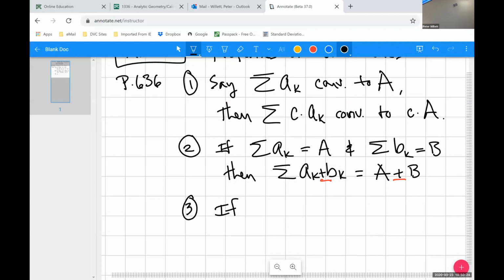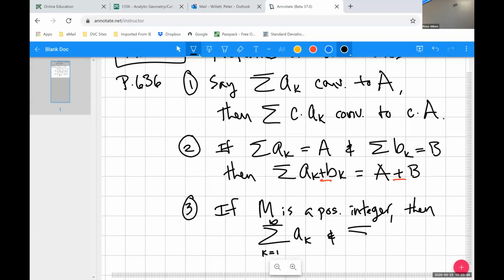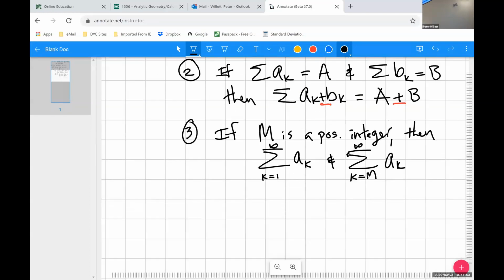So it says if m is a positive integer, then the series as k goes from 1 to infinity of a sub k, and the series as k goes from m to infinity, so any positive integer m, so it could be 2, 3, 4, 5, up through a million of the a sub k's, either both converge or diverge.